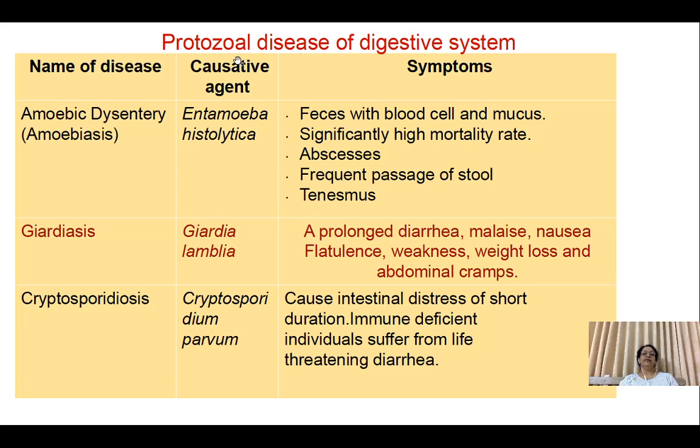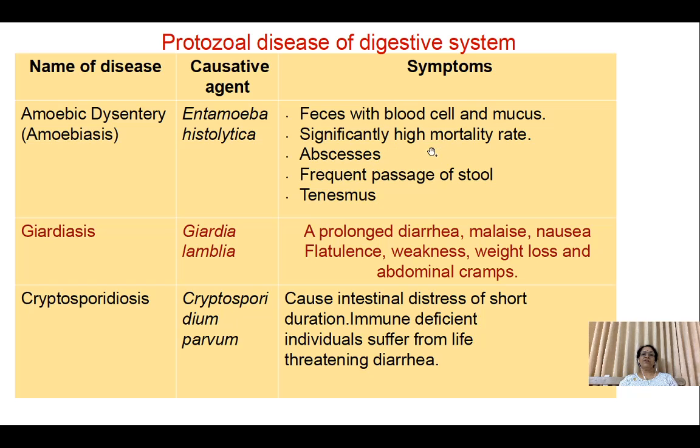Next category is protozoal diseases of the digestive system, and here the main and important protozoa, Entamoeba histolytica, is the causative agent of amoebic dysentery. The disease is given the name amoebiosis. As blood and mucus are present in the feces, it is called amoebic dysentery.